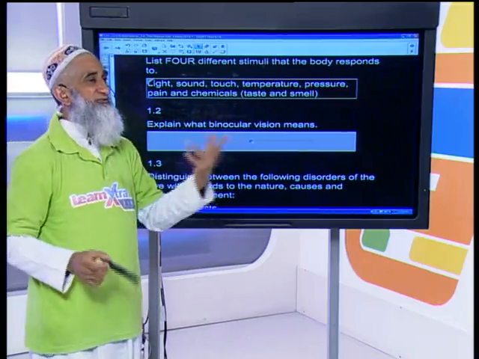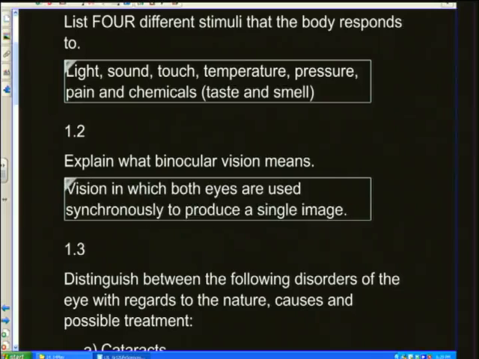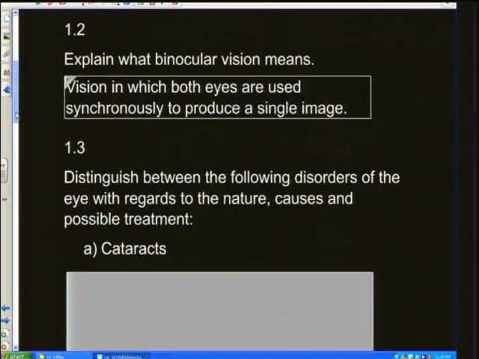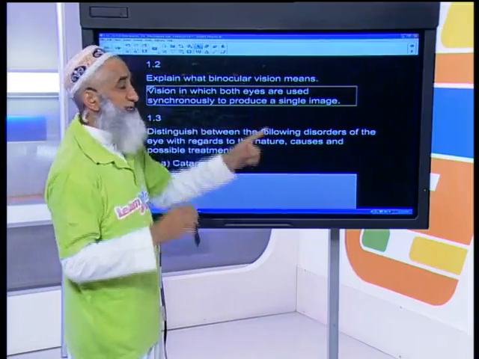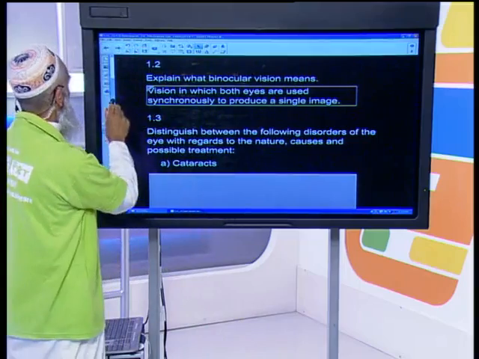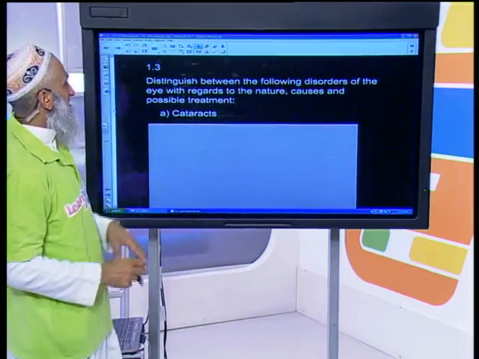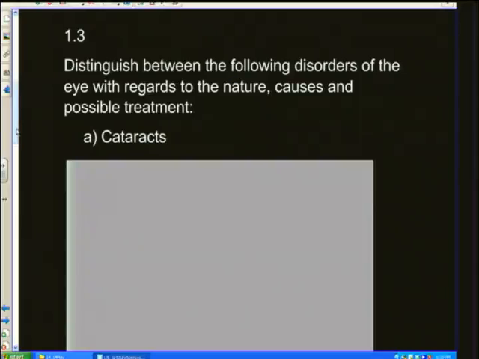Explain what binocular vision means, anybody? Come on, fellow. The ability of the eyes to pick up different pictures and make it one. Yes, okay, more or less, we'll give you that one. That is vision in which both eyes are used synchronously. Big word, because I give you the hard task. Synchronously. In sync, we can say, to produce one image. You get the picture?